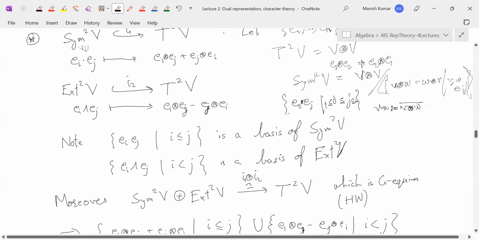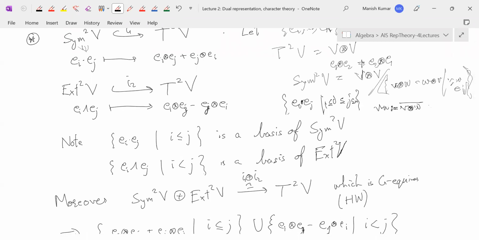Unfortunately, this writing has somehow become worse. It started well, but okay. So this is what Sim2V looks like. And similarly, the exterior square is Ei wedge Ej. Here what you do, yeah, this is called the alternating.